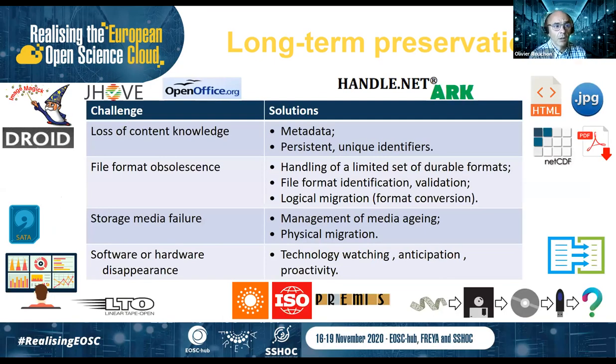This is what we do in a long-term preservation repository. We use metadata and persistent identifiers to make sure that we keep the knowledge of the content of the object. We have a limited set of formats that we can manage. These are the ones for which we have expertise and for which we have developed some tools to do validation and identification. The rationale is that in case of file format obsolescence, we will convert those files to another file format that will give us some insurance for the next 30 years or so.